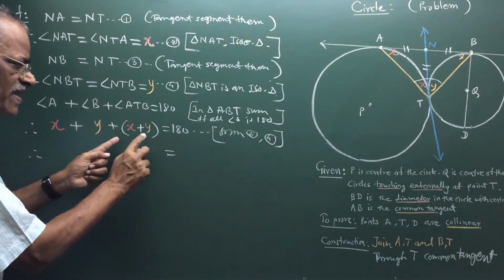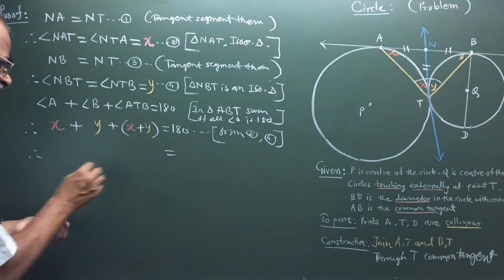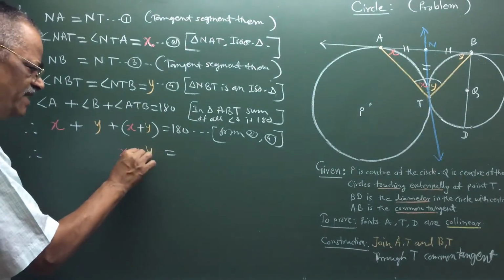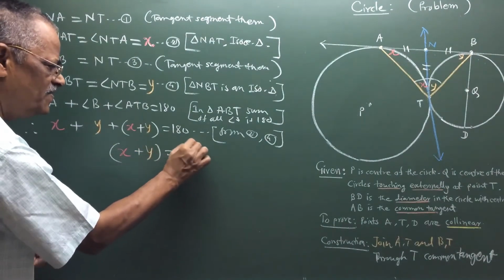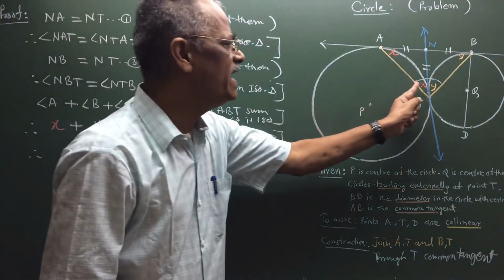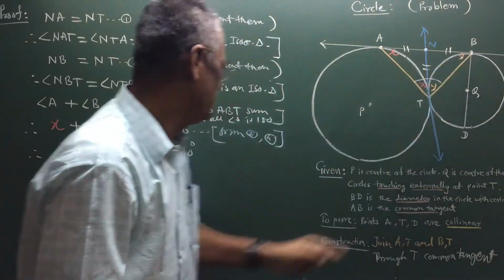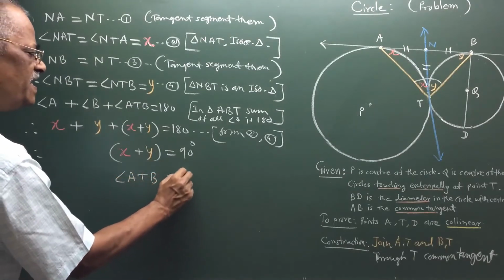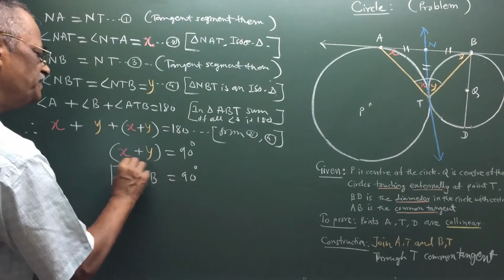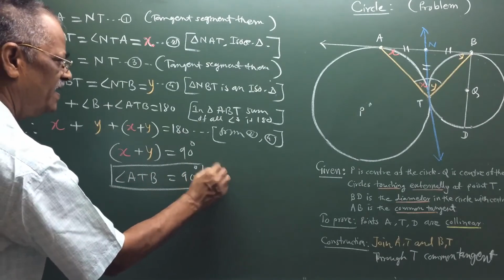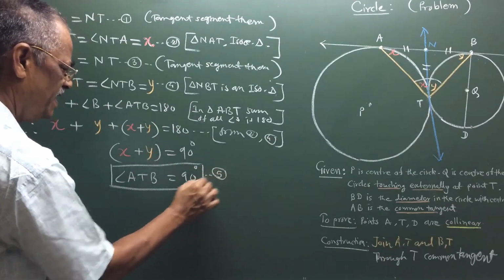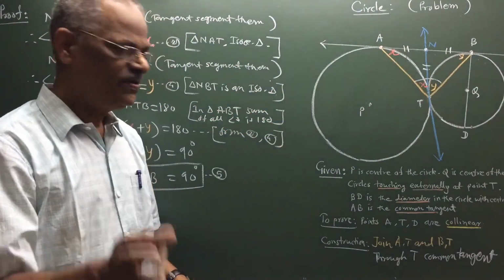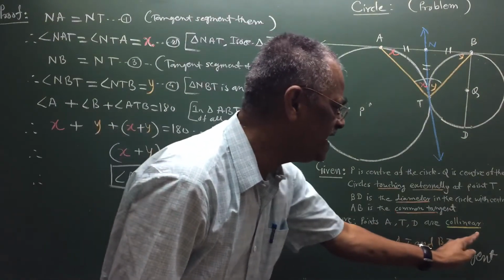Twice x plus twice y is equal to 180. So definitely, the next important result we find is x plus y is equal to 90. And you can use that x plus y is angle ATB. So definitely angle ATB is 90. This is proved. Now we are going to prove that A, T, D are collinear.